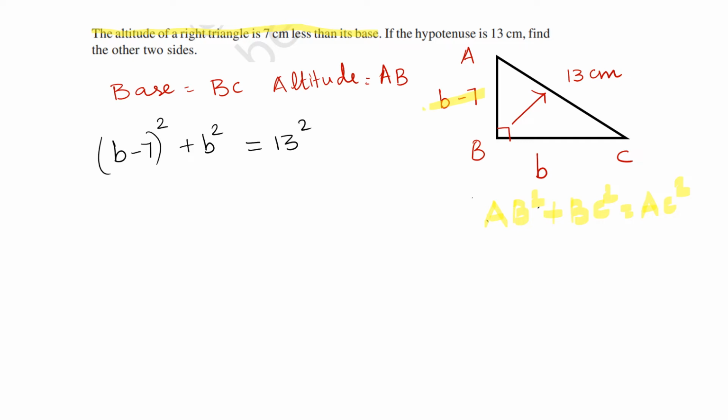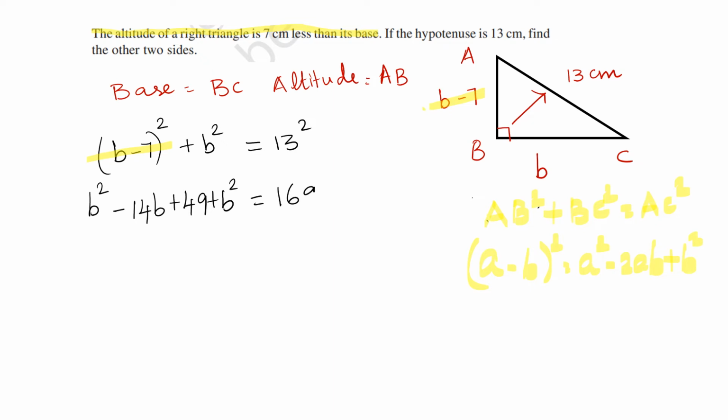Here for (b − 7) we have to use (a − b) the whole square. What is (a − b) the whole square? It equals a² − 2ab + b². So now I am going to write (b − 7) the whole square as b² − 2 sevens are 14b + 49, plus b², equal to 13 square, which is 169.